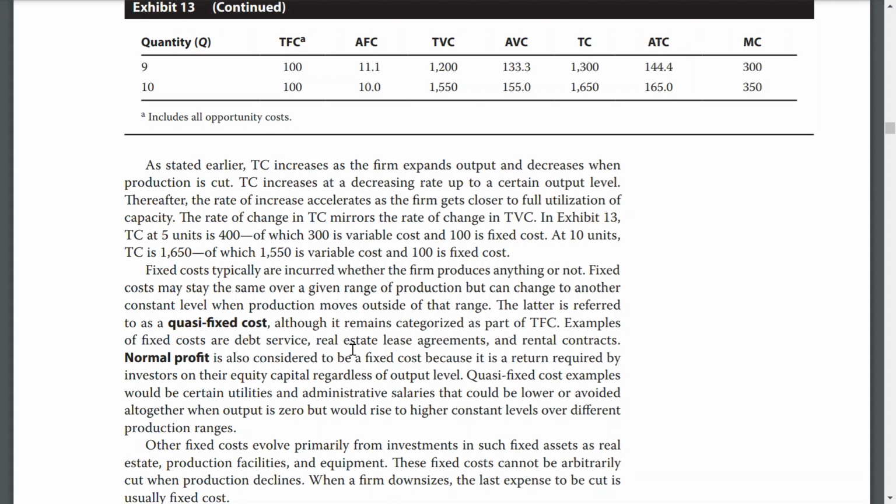At which 300 is variable cost and 100 is fixed cost. At 10 units, the total cost is 1,650, at which 550 is variable cost and 100 is fixed cost. So note that the fixed cost remains the same regardless of how many units are produced. The fixed cost is typically incurred whether the firm produces anything or not.